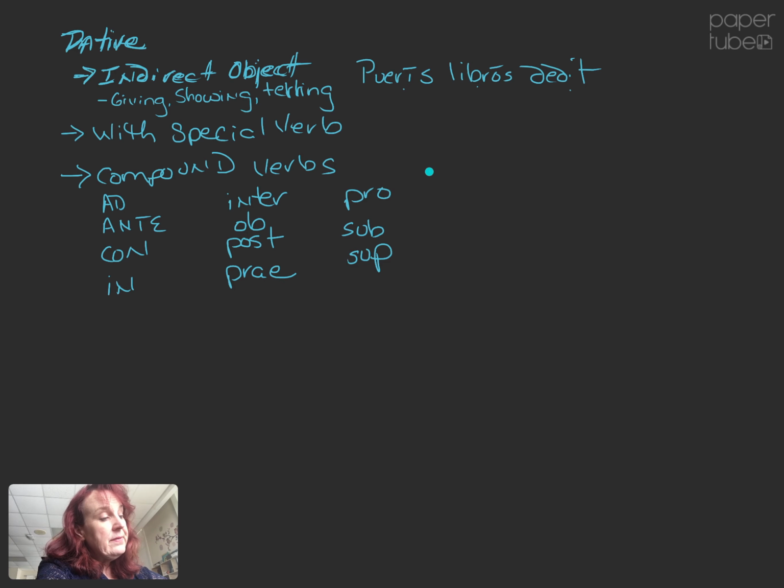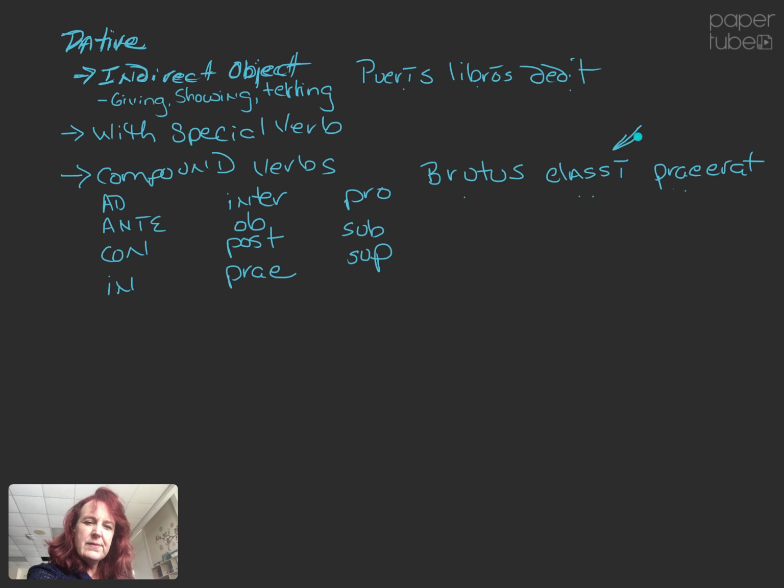The example in the book uses a prae one. Brutus classi praeerat. So erat is that form of sum, he was, and the prae, in command. He was in command of the fleet. Brutus was in command of the fleet. And the fleet goes into the dative, because you're giving those commands to the fleet. That's why the dative use is there.